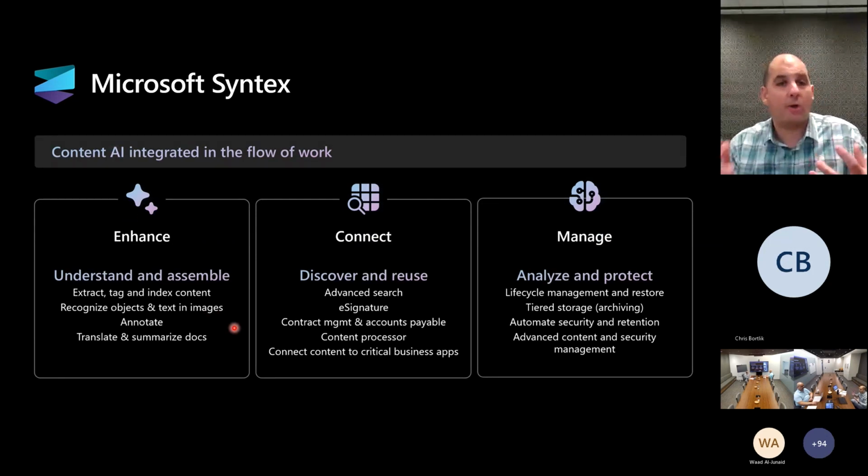So in the enhance part of Microsoft Syntex, we're looking beyond just extracting, tagging, and indexing content. We're looking at doing things around annotation, document translation, the ability to actually look at a document and give a summary of what might be included inside of that document. And I'll have a quick little screenshot, a little animated video that will show you that. The Connect pillar, which we're not going to spend as much time on today, is building upon investments we've been making around Microsoft Search and the Microsoft Graph. And you'll continue to see investments we're making around improving search and discovery.